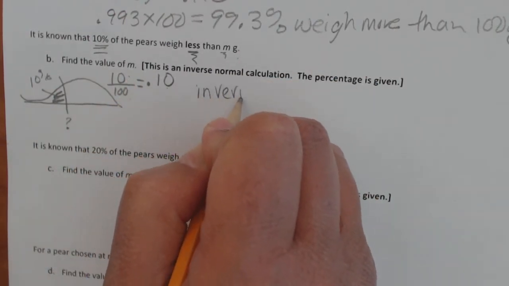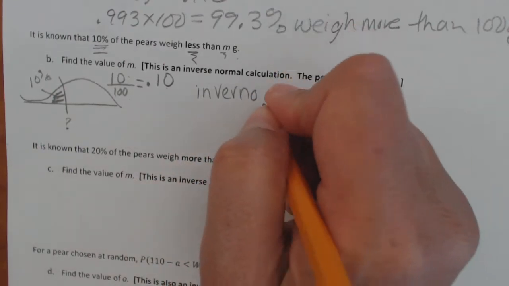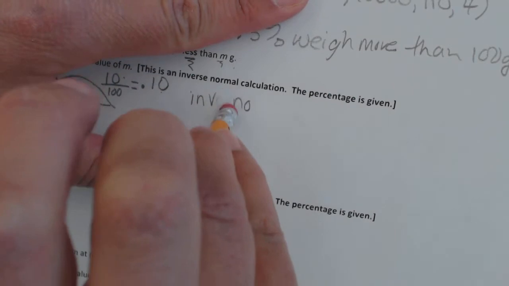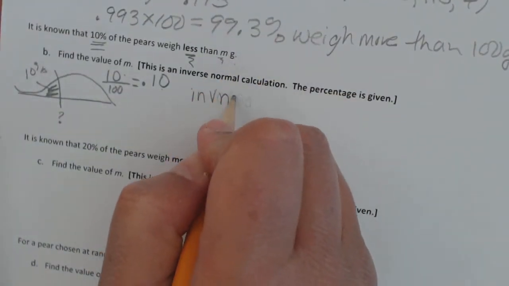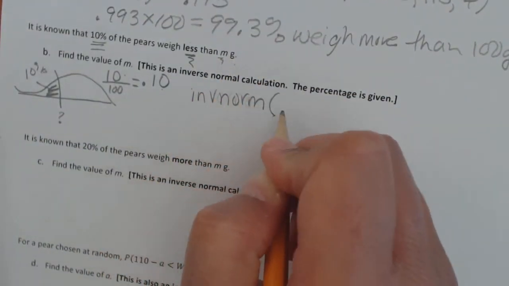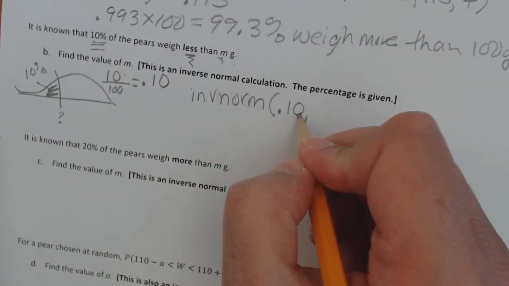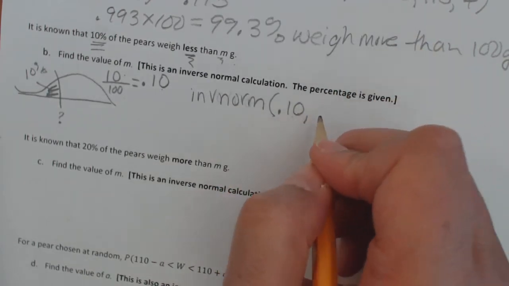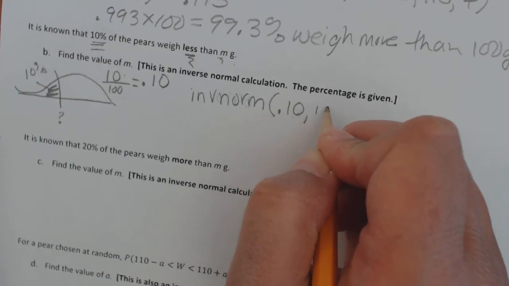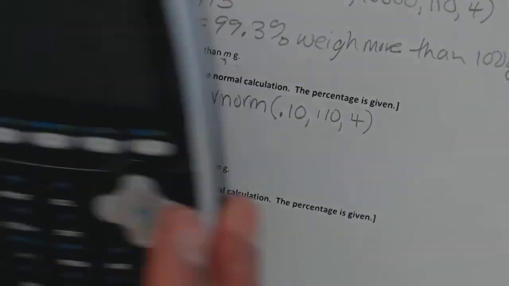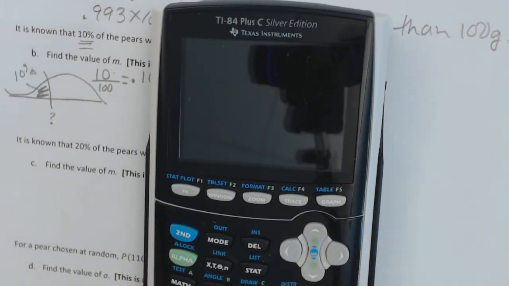So we're going to run an inverse norm in our calculator. What we're going to be putting in is the probability value, the less than in a decimal. Then we're going to be putting in the mean, which is 110, and the standard deviation. So I'm going to show you what that would look like on the calculator.